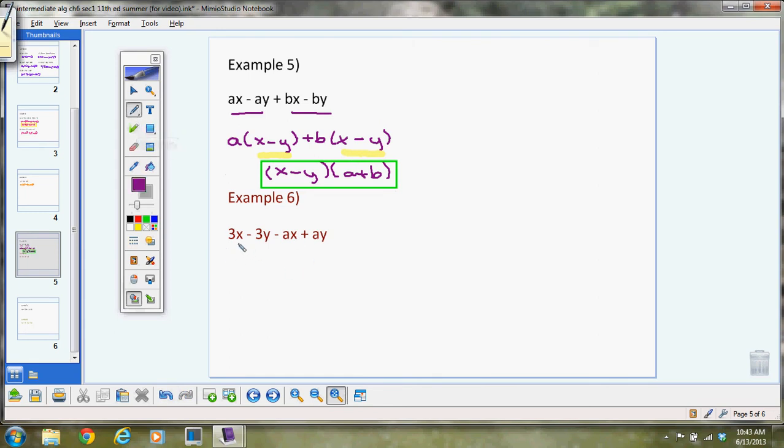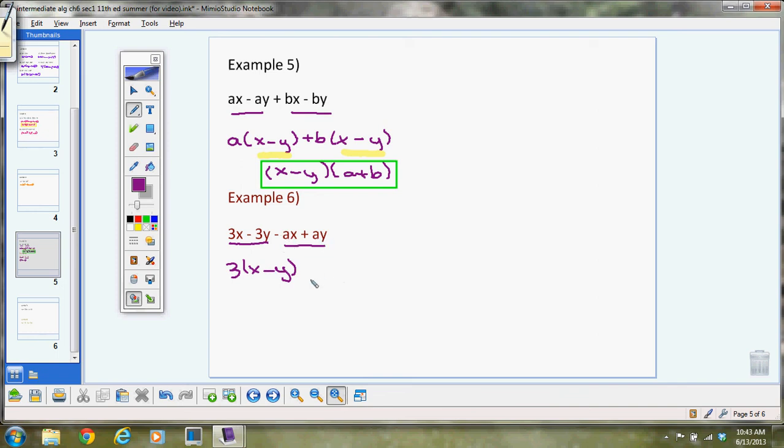Now let's look at the next one down here. If I group these 2 and these 2, here I can take out a 3. And that leaves me with x and a minus y. Now I do have to be really careful right here. Okay, I can take out an a. But if I just take out a positive a, I'm going to be left with negative x plus y. I don't want that. I want a positive x and a negative y.